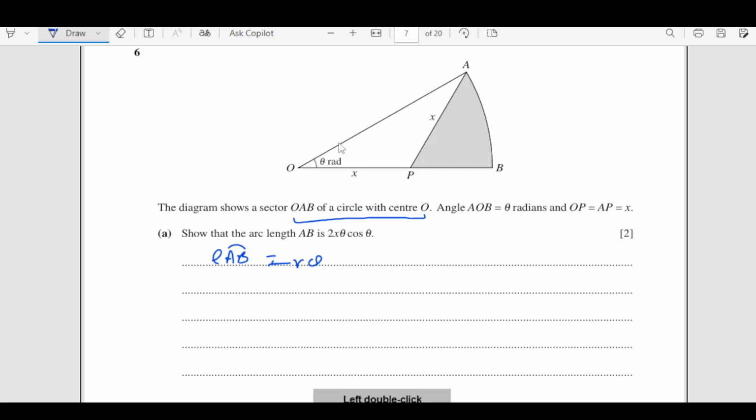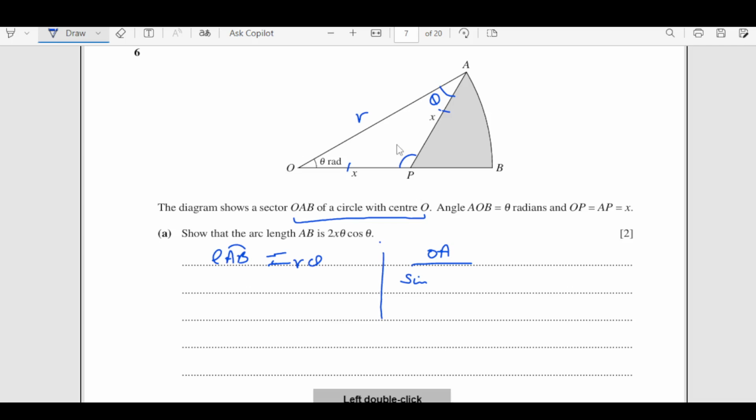So, r we do not know. We do not have the value of r, the radius here. This is the radius, right. So, for that we are going to use the sine formula. As you can see, OA over sine of the angle opposite to that. Since OP and PA are equal, which is x and x, that means opposite angles are going to be equal. If this is theta radian, this is also theta radian.